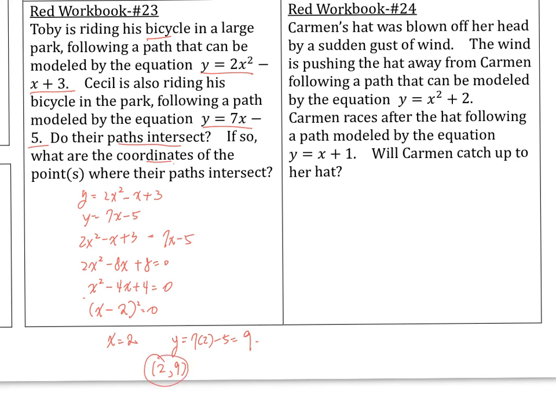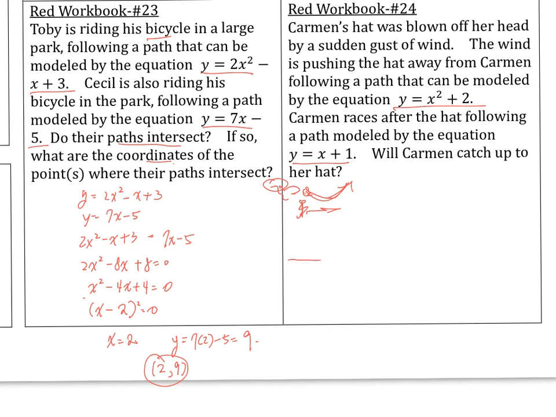Then we have the second problem here. Carmen's hat was blown off her head by a sudden gust of wind. So probably this is Carmen. And then her hat, maybe the wind was blowing, and her hat probably just went off like that. And the wind is pushing the hat away from Carmen, following a path that can be modeled by the equation y equals x squared plus 2. So this is somewhat like a parabolic path. And Carmen starts racing after this hat, following a path modeled by the equation y equals x plus 1, which is a linear function. Will Carmen be able to catch up to her hat?